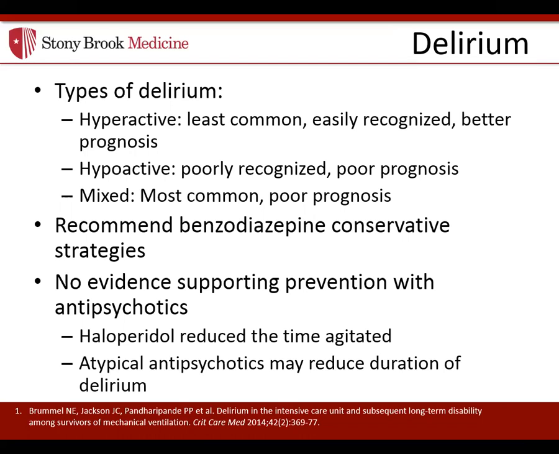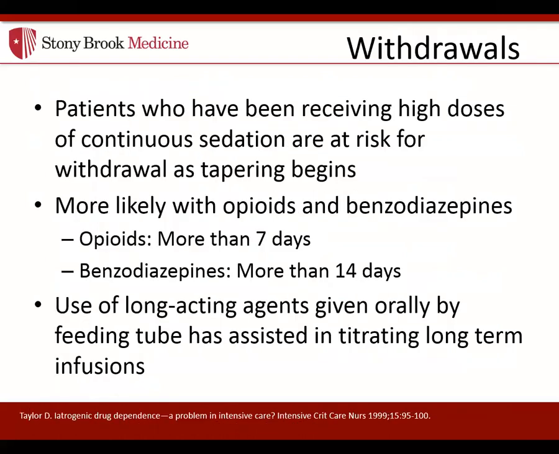So really all we can do is we can try to prevent it, and there's no evidence supporting prevention with antipsychotics. So haloperidol is the most commonly studied agent, and what we found was that it reduced the time agitated when we used it in these patients, and atypical antipsychotics may reduce their duration of delirium. The 4 agents that were studied in this population were risperidone, ziprasidone, olanzapine, and quetiapine.